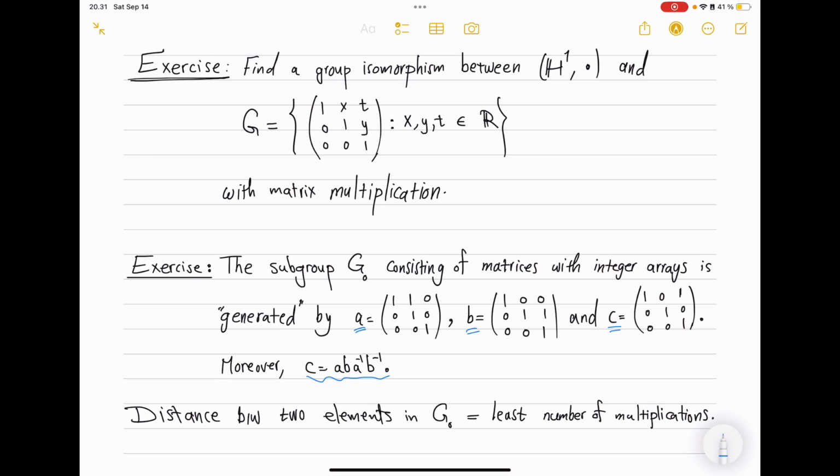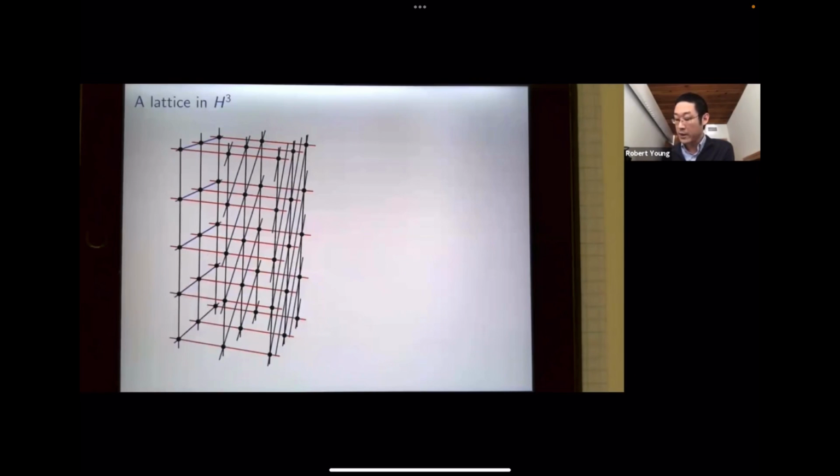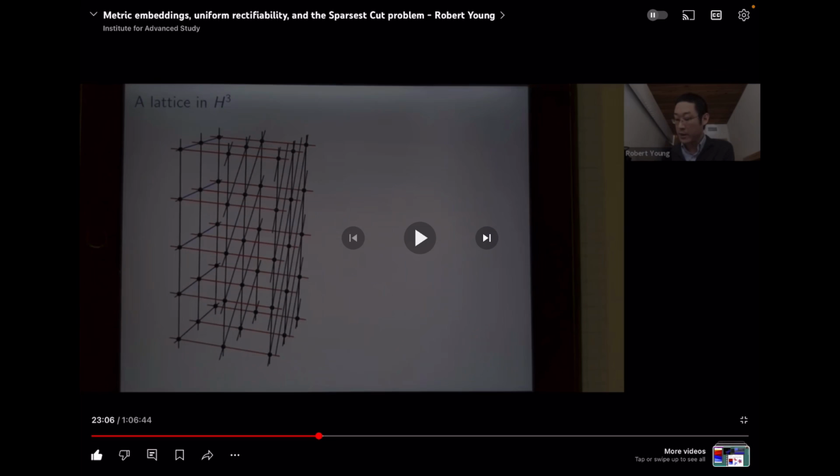Okay, and when you have a group like G0 here, which is generated by finitely many elements, you can assign a graph to it called the Cayley graph. And we will see a picture of that at the very beginning of the video. So here, X, Y, and Z will be the matrices A, B, C that I had. I had to change them to be consistent with our notation. And let's see how Professor Young explains the Cayley graph.